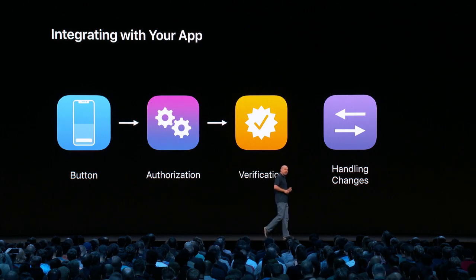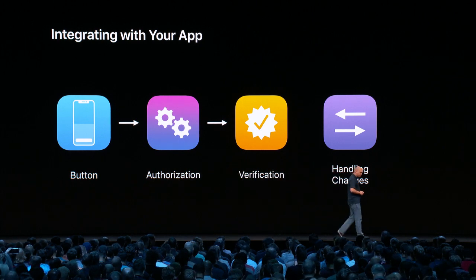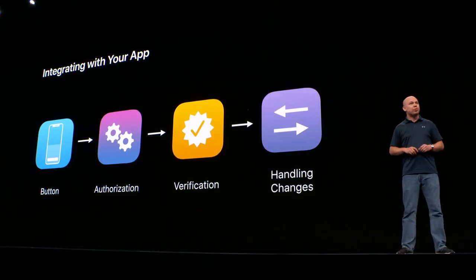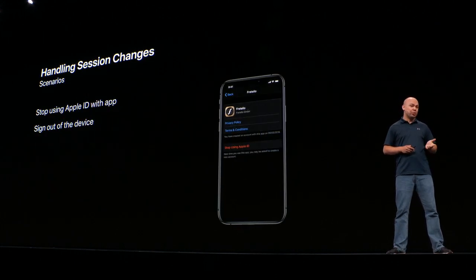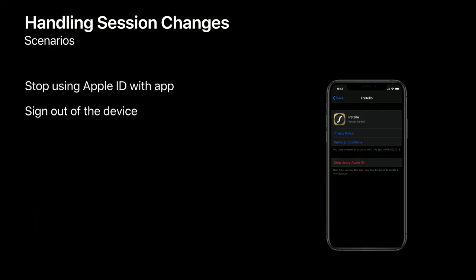So now you've created an account in your system. As the user uses Apple devices and your app, the credential state may change, and you need to handle those scenarios gracefully. The user may stop using Apple ID with an app. They may sign out of the device. Events like this should be handled gracefully. To allow this, the Authentication Services framework exposes a fast API to allow you to query this state.